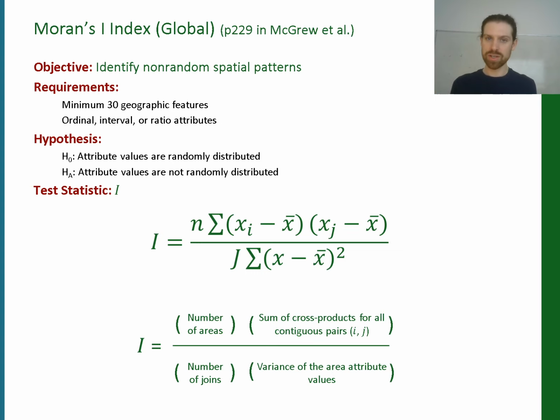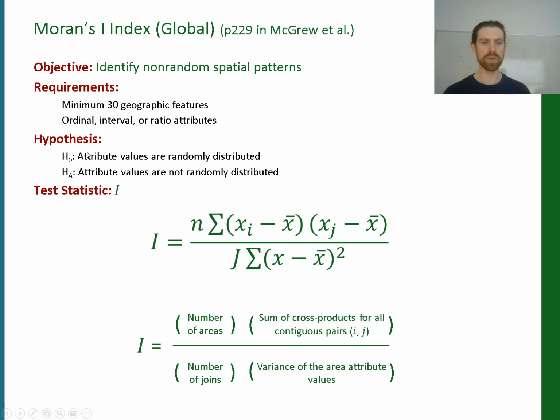So essentially, we mentioned Moran's I previously. This is an example here of the global assessment of spatial patterns. You can follow this in McGrew; there's a good example in there, page 229. The objective, obviously, is to identify non-random spatial patterns. The requirements are a minimum of 30 geographic features that need to be inputted into this particular equation. We need attributes that are essentially ordinal, interval, or ratio. And then we're able to specify some hypotheses.